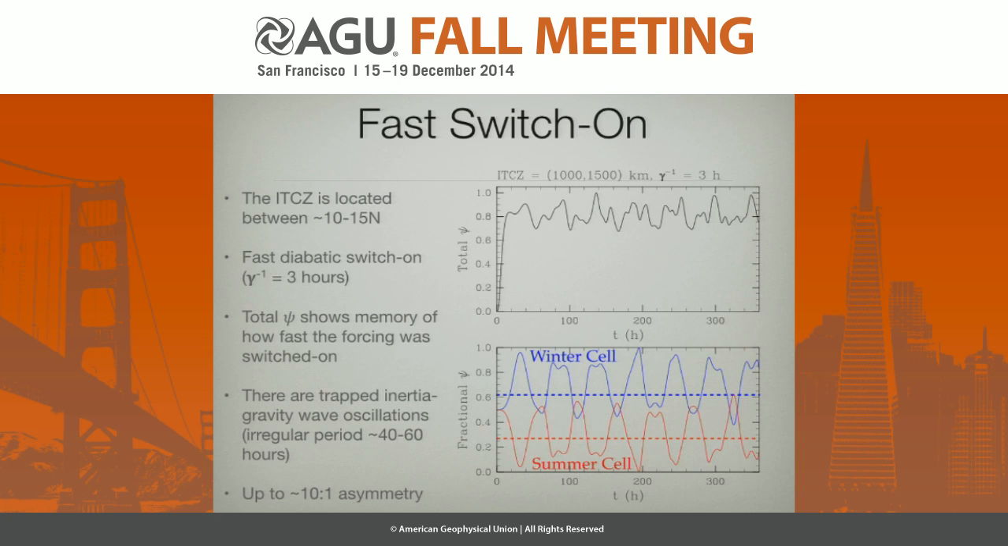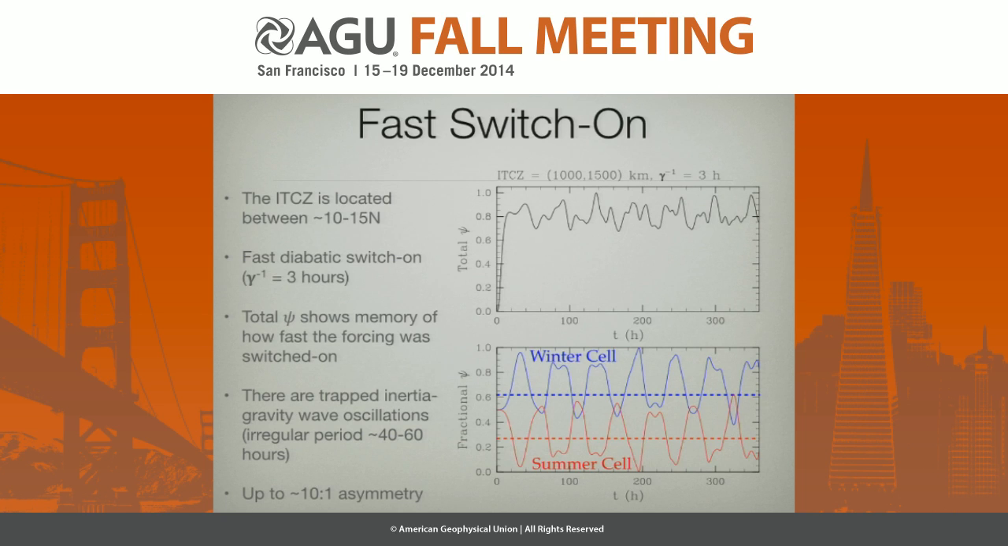So this basically is showing it's pretty erratic. You switch on the diabatic heating, and then you get a lot of oscillations, but in general, what you want to know here is that there's a memory of how the forcing was switched on initially, so it remembers how fast that happened. So the gravity wave activity then is trapped, and in the bottom panel, it shows a fractional mass flux between the winter and the summer cell. And then you have the dashed lines, which are basically the balanced solutions, which don't change in time, obviously.